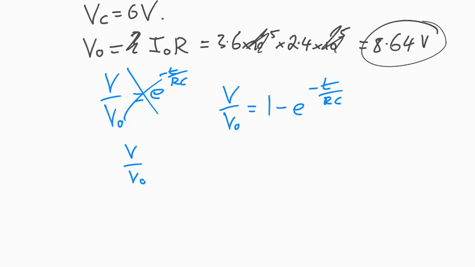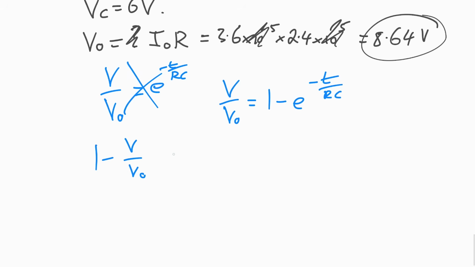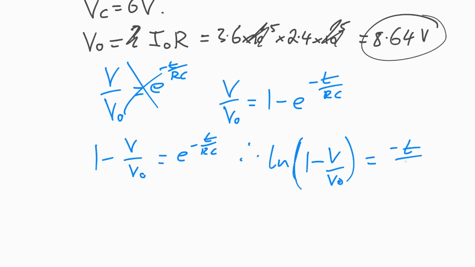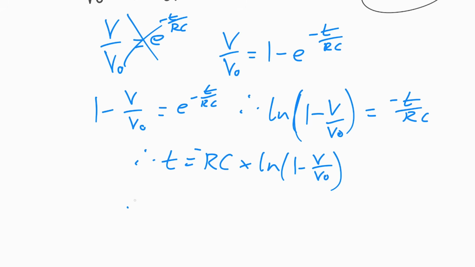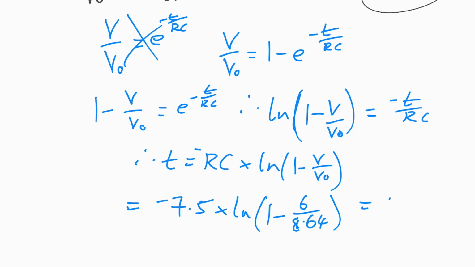Right, there we go. I'm just rearranging it. I'm just going to swap V over V0 with e to the minus t over RC. So we end up with this. And so therefore, the natural log of that is equal to minus t over RC. And so therefore, the time is going to be equal to minus RC times the log of 1 minus V over V0. We already have our time constant from above, so we can just say 7.5 times log of 1 minus 6 over 8.64. And that gives us 8.9 seconds.